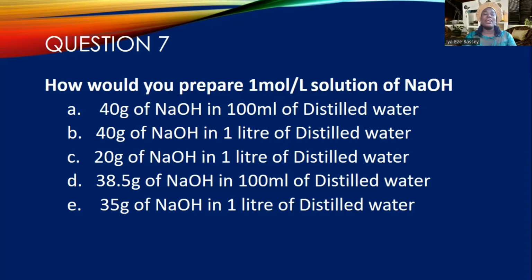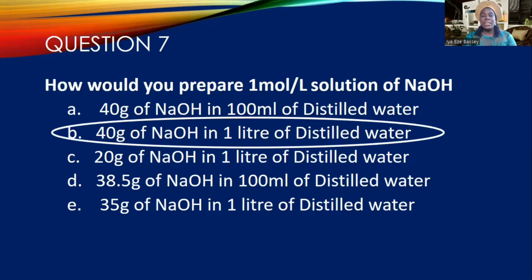So, A, 40 grams of NaOH in 100 ml of distilled water. B, 40 grams of NaOH in 1 liter of distilled water. C, 20 grams of NaOH in 1 liter of distilled water. D, 38.5 grams of NaOH in 100 ml of distilled water. E, 35 grams of NaOH in 1 liter of distilled water. Okay, so the molar mass of NaOH is approximately 40 grams, and 1 liter of solution is not the same as 100 ml. So A is not your answer.